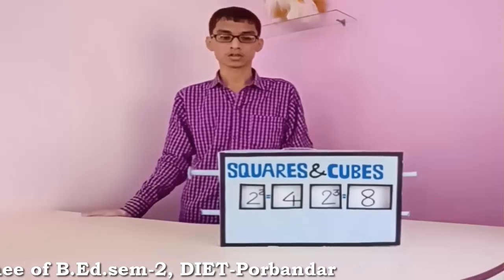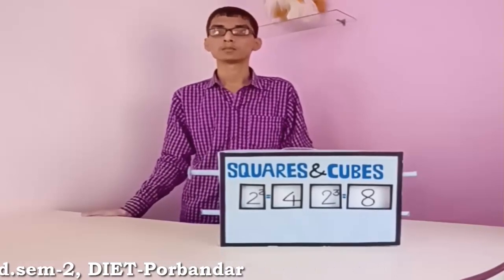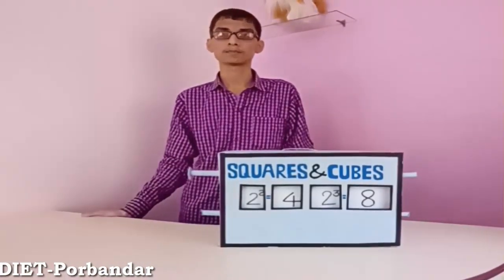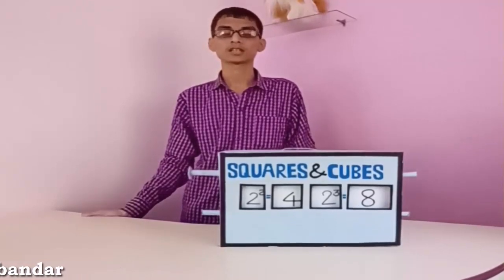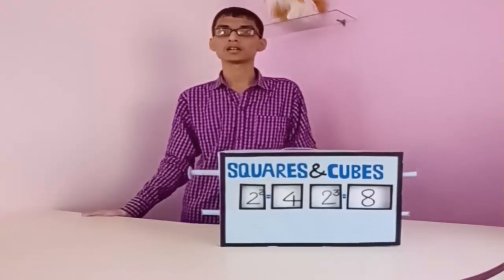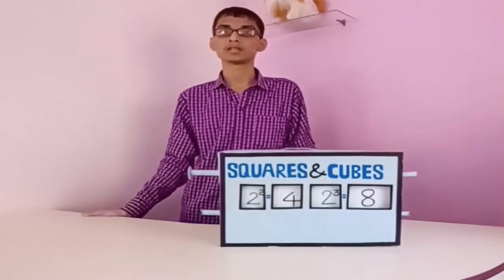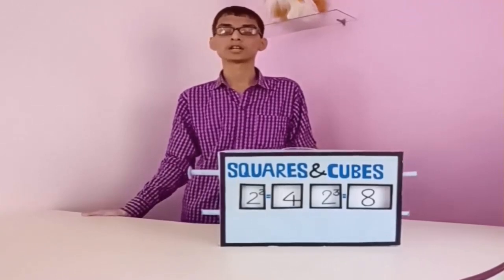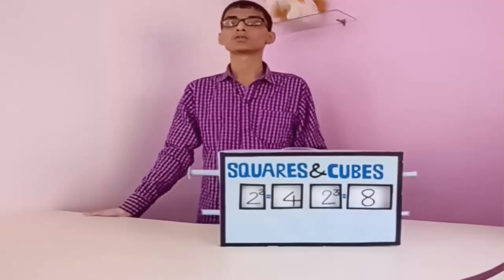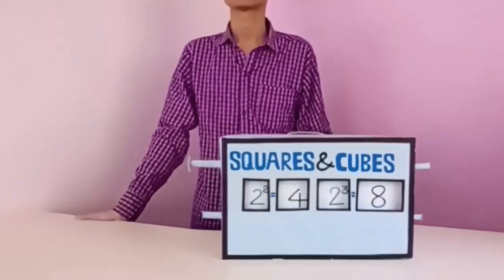As we already know, the square of any number can be defined as when any number is multiplied by itself, we call it the square of that number. Similarly, the cube of any number can be defined as when any number is multiplied by itself twice, we call it the cube of that number.